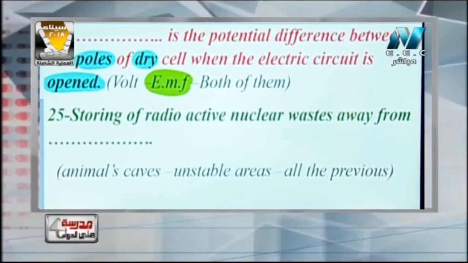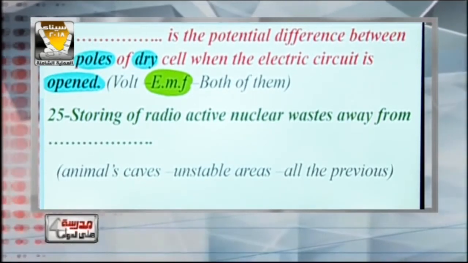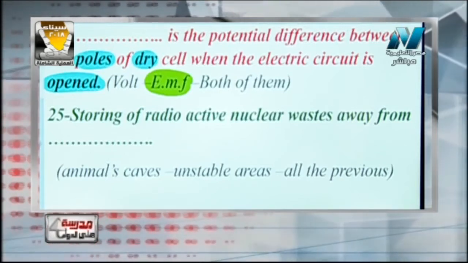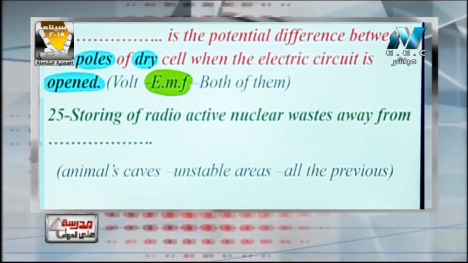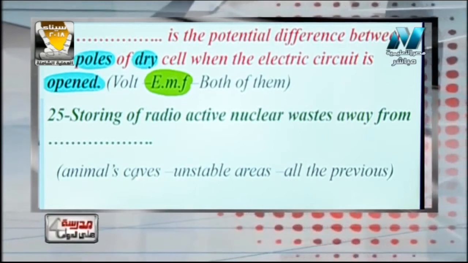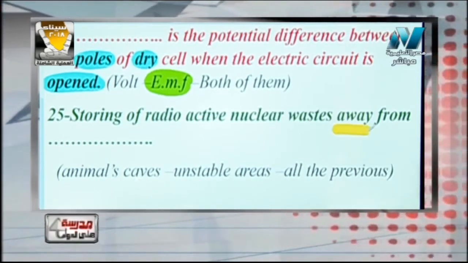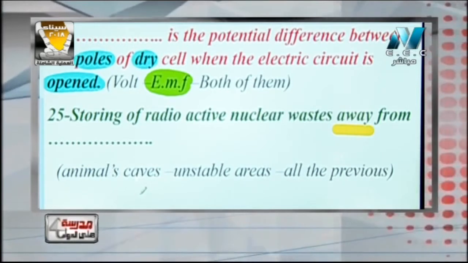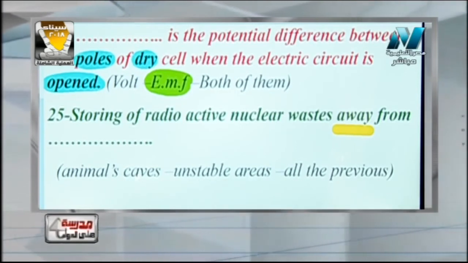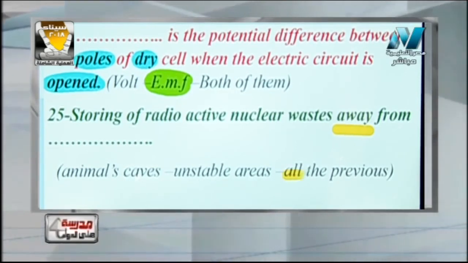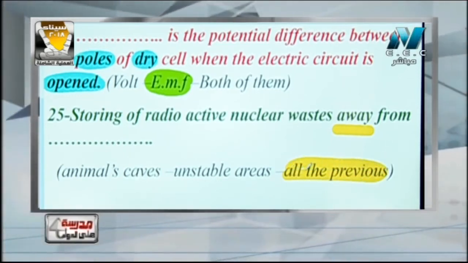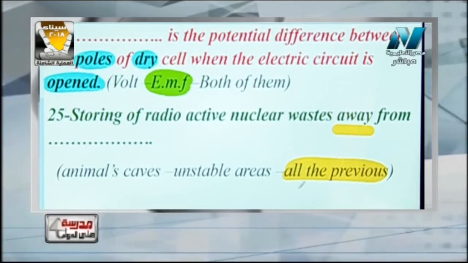Number 25 says: storing the radioactive wastes or radioactive nuclear wastes away from what? We should store the radioactive, especially the strong wastes from the radioactive nuclear waste, away from whom? Animal caves, or away from unstable areas, or away from all the previous. So in this question I will answer as all the previous, or both of them.